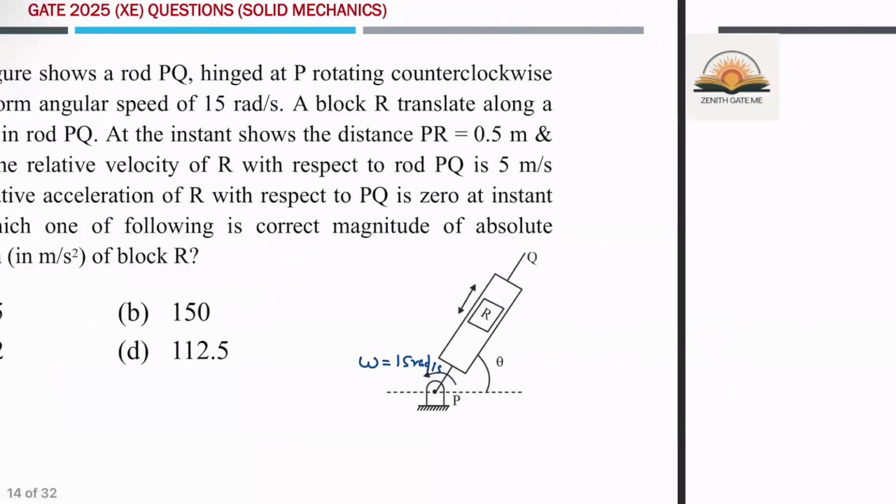Okay, so let me first draw the free body diagram. So this is basically one link, and this is the joint P. This is basically a rod PQ over which a block is sliding. So I'm just representing it with one point. This is the block R. Okay, if it is sliding, that means there will be some linear velocity along this particular link.